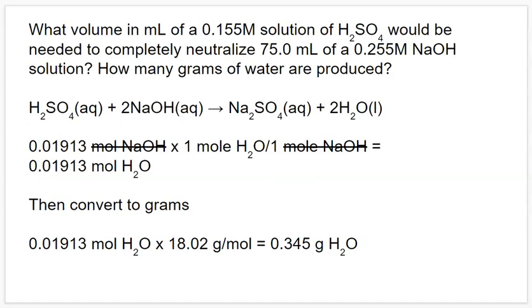And then the other part of this question is we had to figure out how many grams of water were produced. Now, this is going to be like a normal stoichiometry problem where you take the moles of the thing that you know and multiply it by the ratio. In this case, the sodium hydroxide and the water are 1:1 since it's 2:2 here. That gives us 0.01913 moles of the water, and then we can just convert that to grams by multiplying the moles by the molar mass of water. We get 0.345 grams.